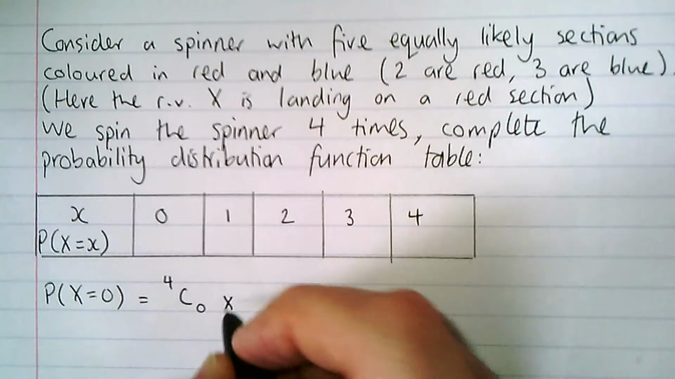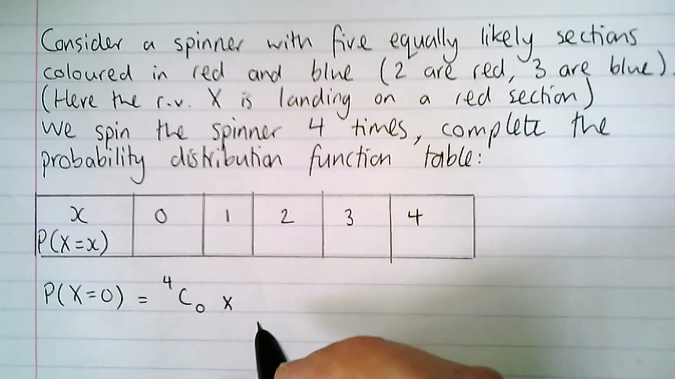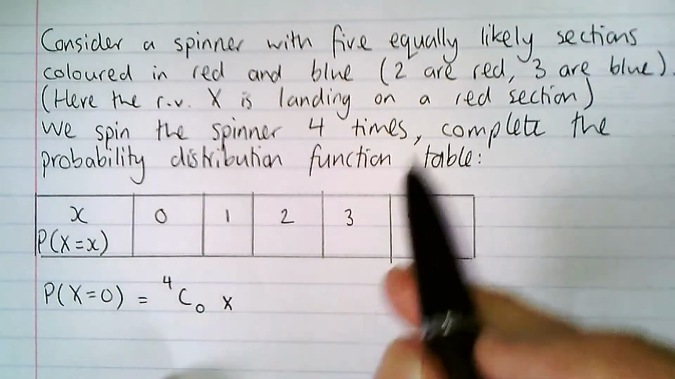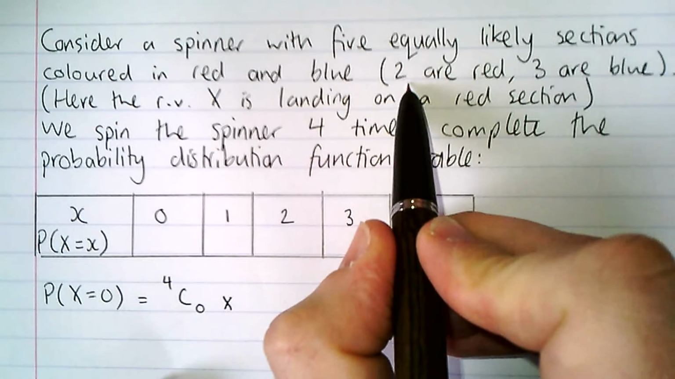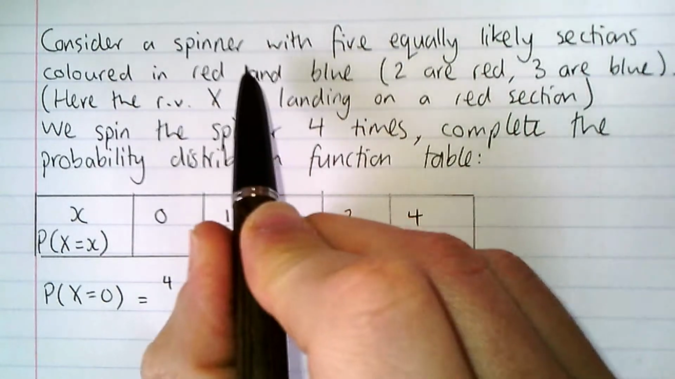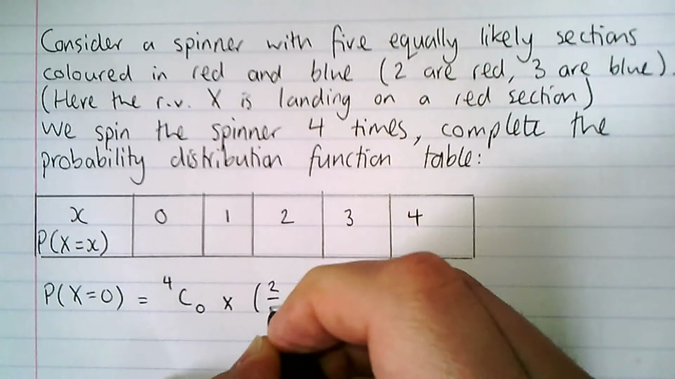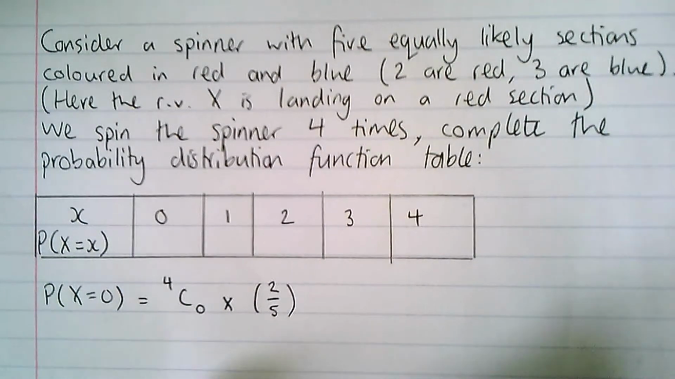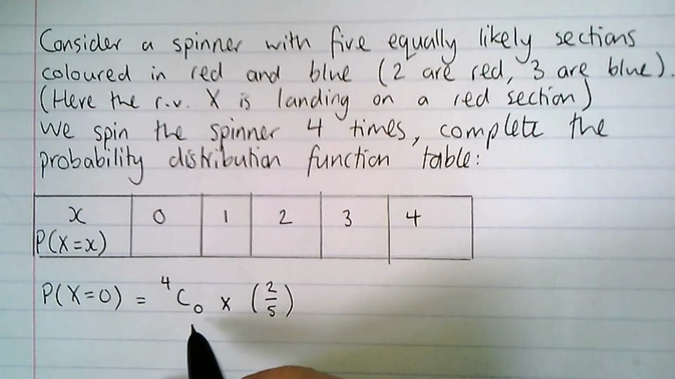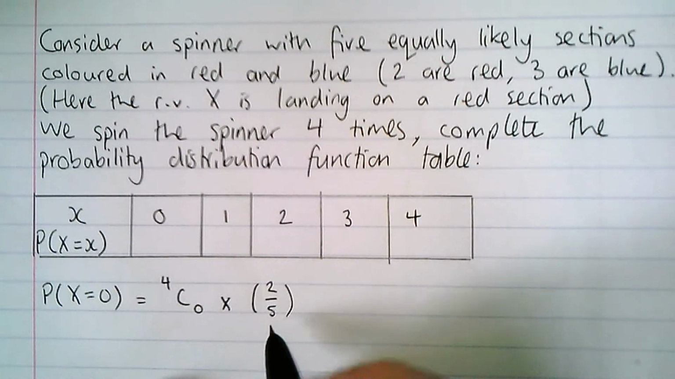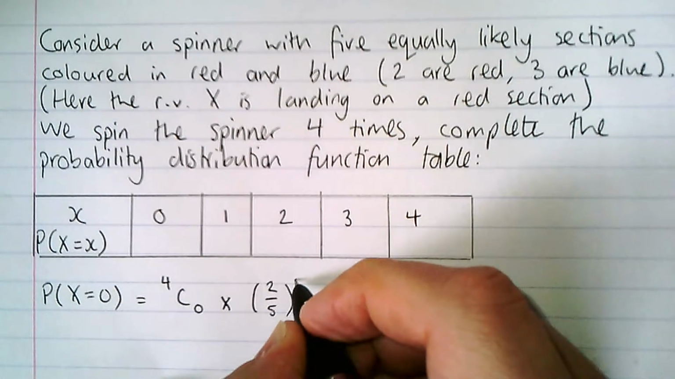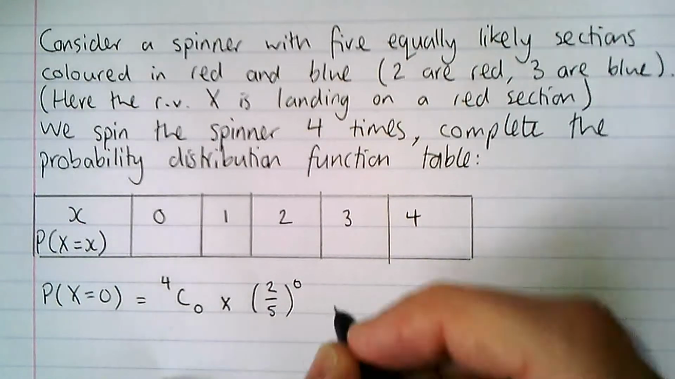Multiplied by, now we want the probability of getting a red. So what is the probability of getting a red here? Well, 2 of them are red, each of them are equally likely sections, and there are 5 sections in total, so it's 2 out of 5. So I'm going to put 2/5. You may put 0.4 if you wish, but I like fractions. So 4 choose 0 times 2/5 to the power of 0. I don't want to get any reds.